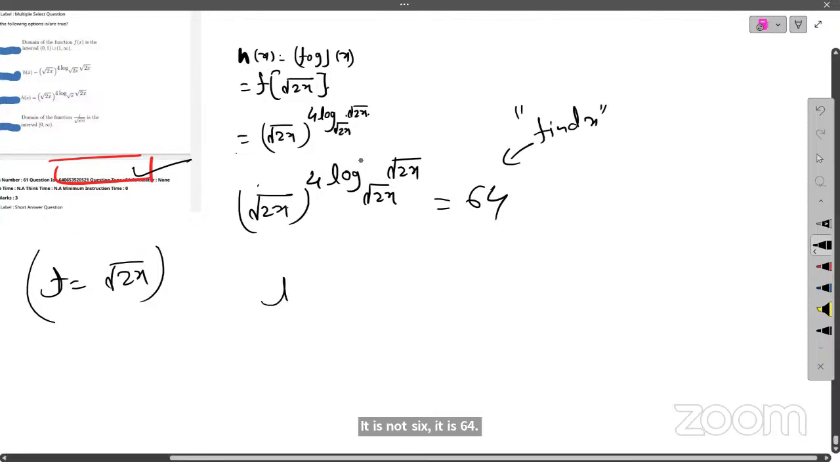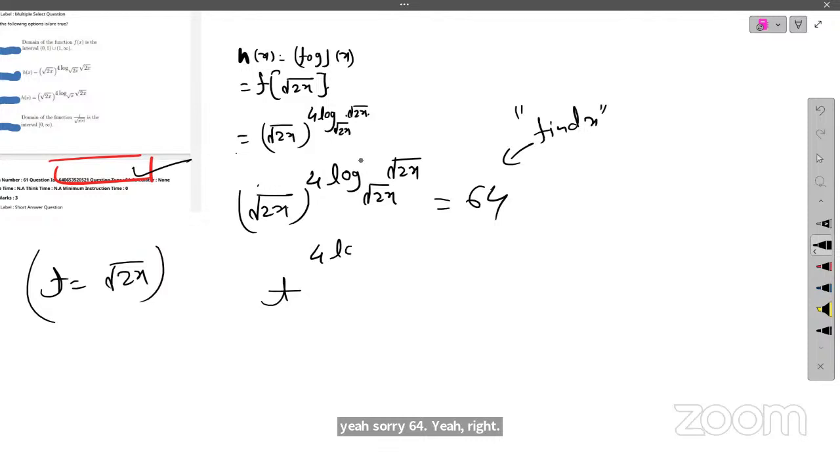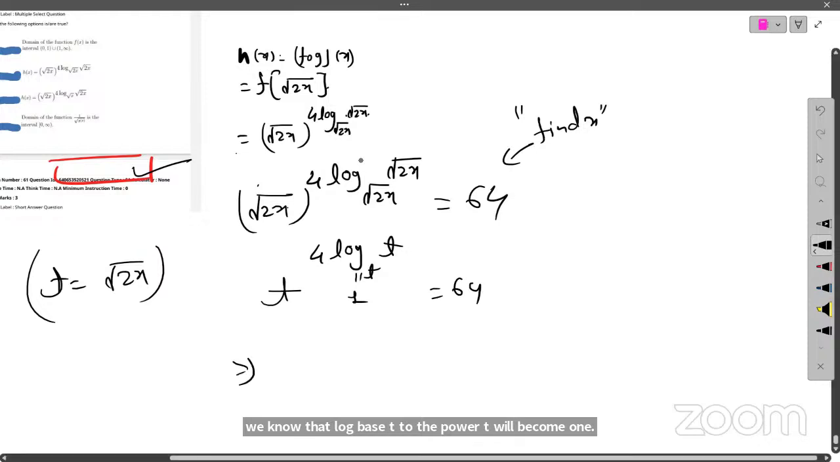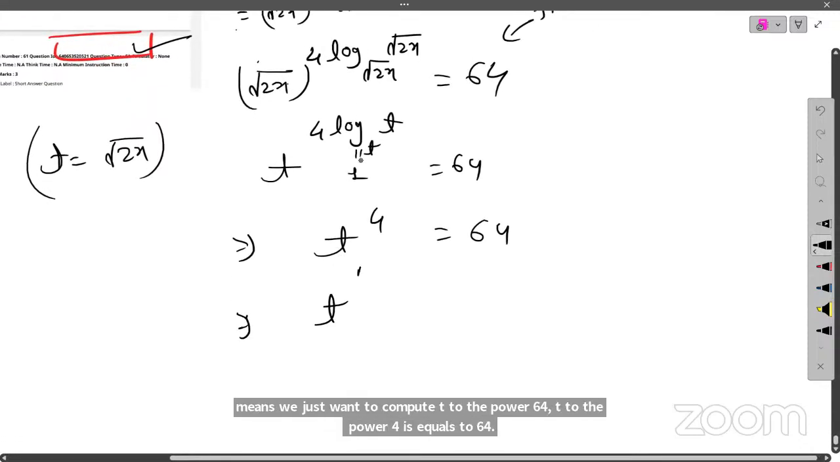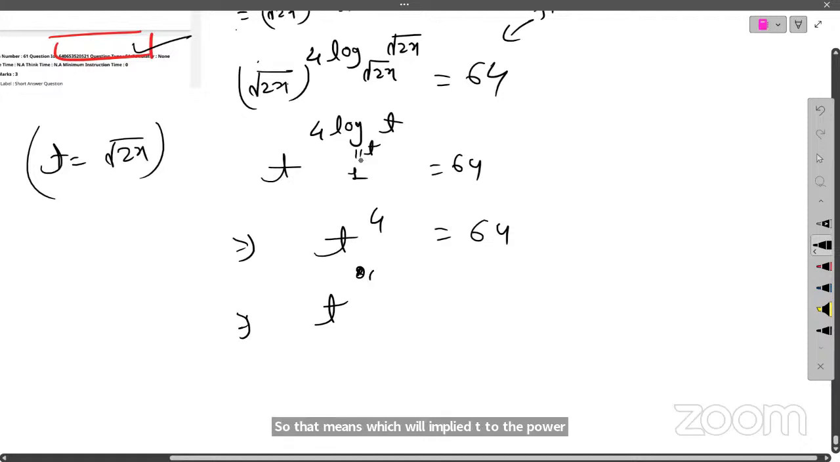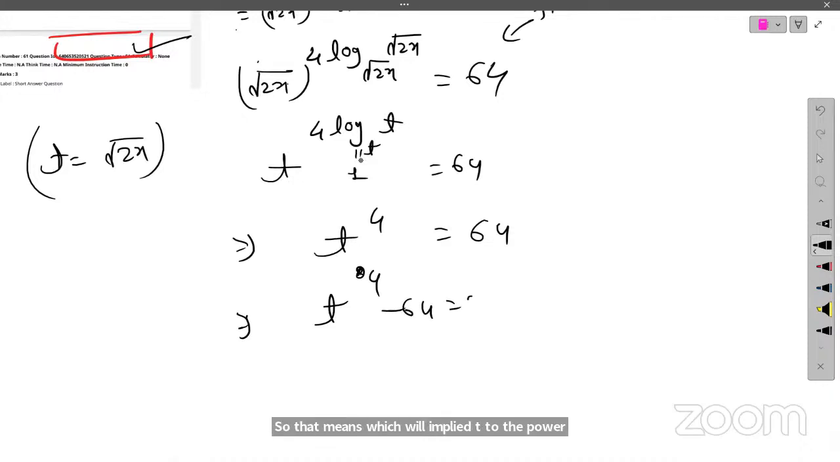So if you take t, it will become t to the power 4 log base t of t, right? But we know that log base a of a is equal to 1. So it is equal to 64. So it means we just want to compute t to the power 4 is equal to 64. That means t to the power 4 minus 64 is equal to 0.